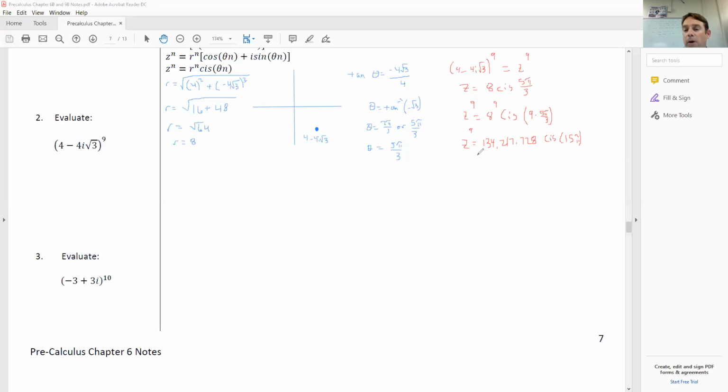And since 15 pi is comparable to just pi, cosine of pi is -1, sine of pi is 0. So if I wanted to, I could go one step further. And I'm not going to make you guys do this, but I could take my number and multiply by -1, since this is -1 plus 0i, and the angle is 15 pi. So we could go a little bit further if we wanted to, but you don't have to do this.